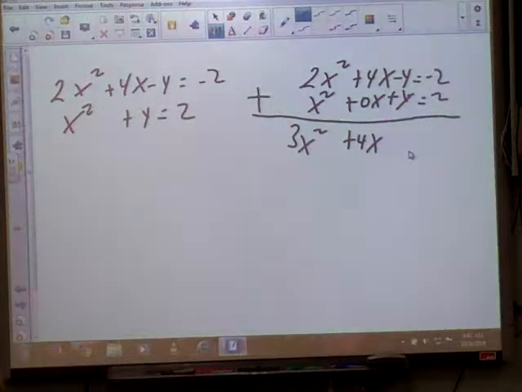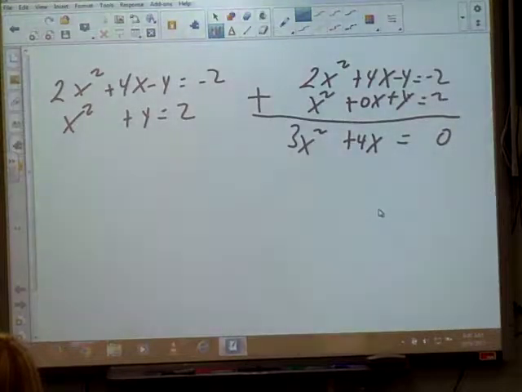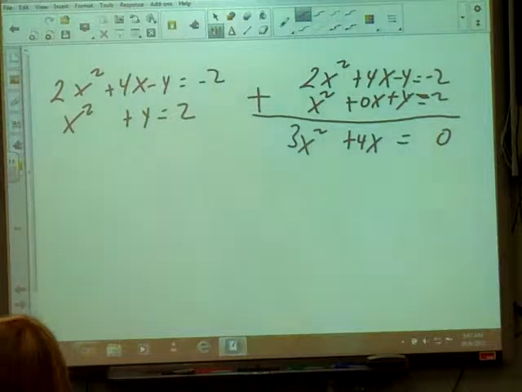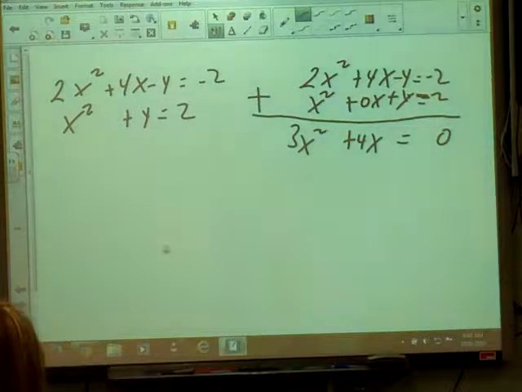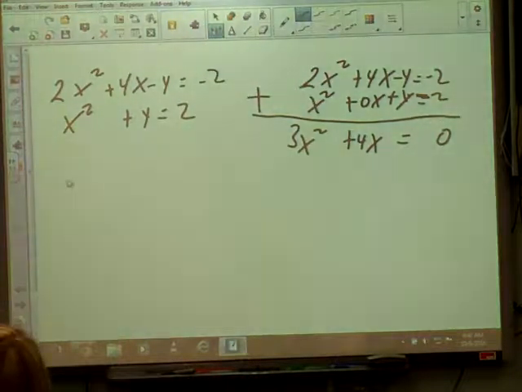All right, we did this first week of school right here. Look at those y's. Those have different signs. I've got a negative y and a positive y. So that means I'm going to add. So I got to add everything through there. When you add and subtract with powers, they stay the same. Powers only change when you do multiplication and division. 2x squared plus 1x squared is just 3x squared. It stays squared. 4x plus 0x is 4x. Negative y plus y, be gone. Negative 2 plus 2, be gone too.